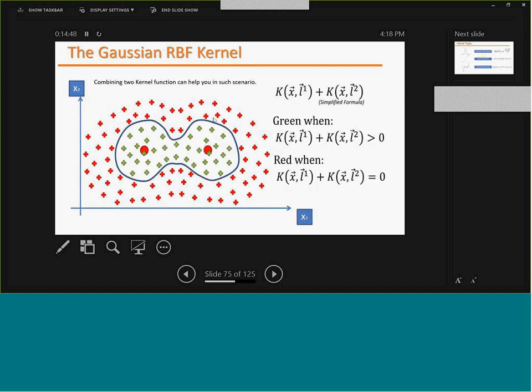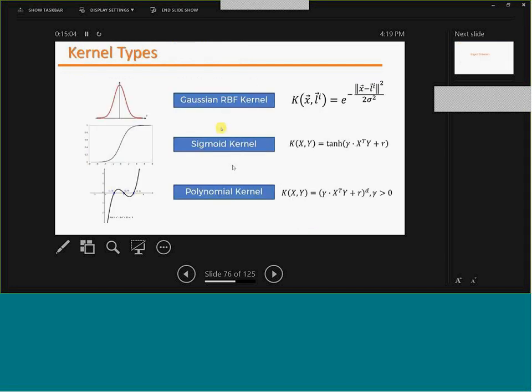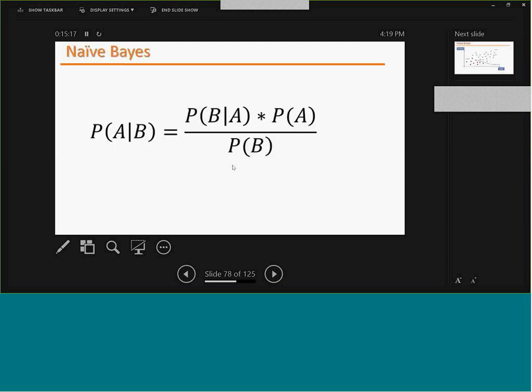Likewise, if you have data points segregated like this, in that case we apply two different kernel functions, and then we take an average of it, and then we can certainly identify whether the new data point would be green or red. Likewise, in machine learning we have three different kinds of kernel function. The very first one is Gaussian kernel, the second one is sigmoid, and the third one is polynomial kernel.